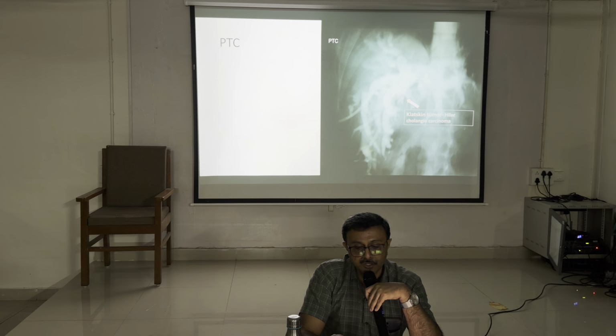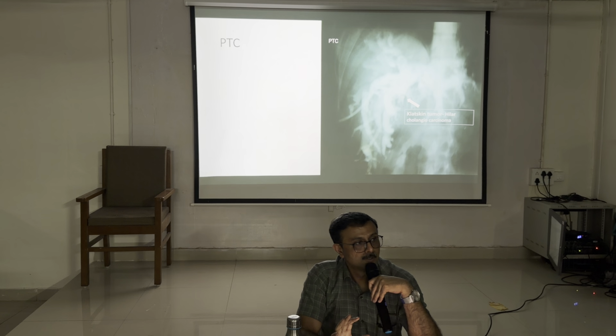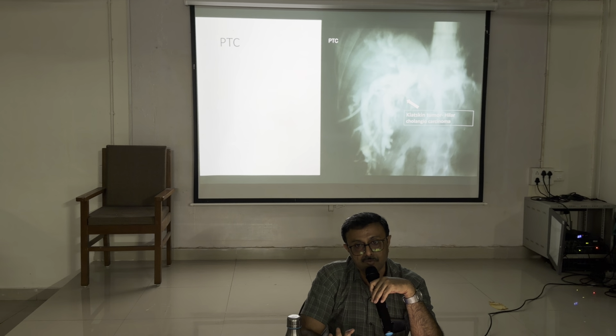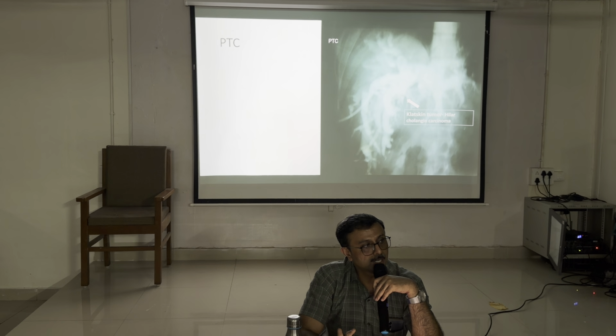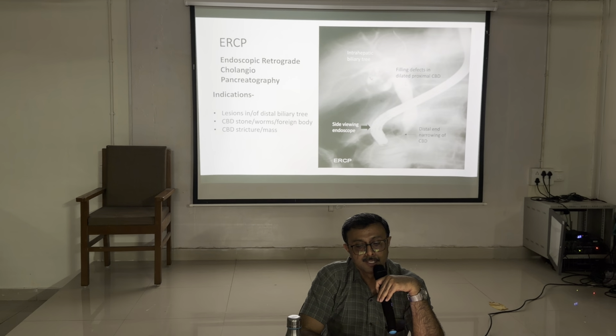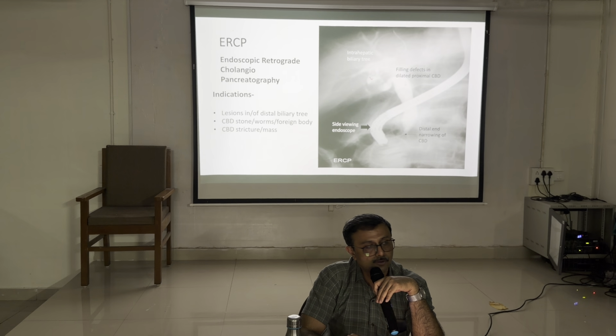What is a Klatskin tumor? A malignant tumor at the confluence of the hepatic ducts. That is a Klatskin tumor. It is basically cholangiocarcinoma.